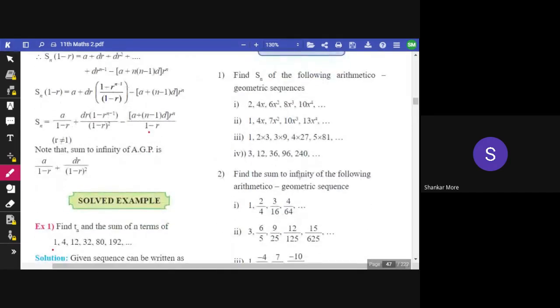चलो ठीक है. Find the sum to infinity of the following arithmetico-geometric sequence. Now try this one. This is the formula for sum to infinity of AGP. This is the given AGP. The question is in front of you. You have to find it. Give it a try for 2 minutes. Not more than that.